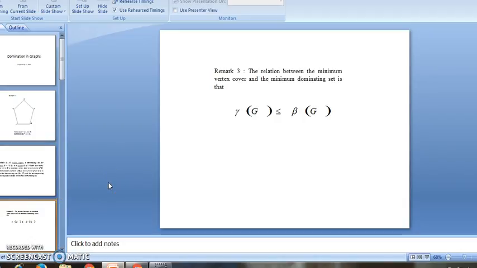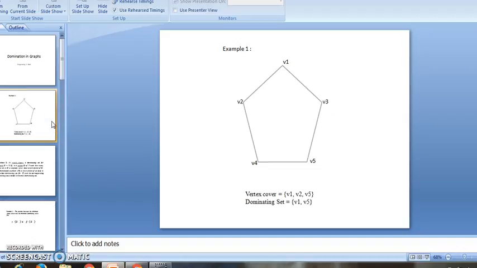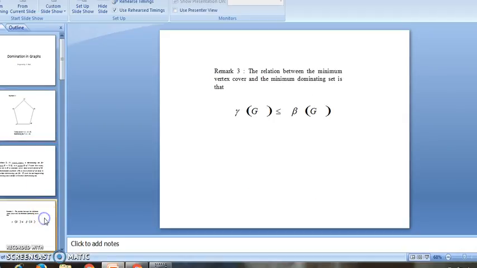We find that there is a relation between the minimum vertex cover and the minimum dominating set. Earlier we saw that the cardinality of the minimum vertex cover is usually denoted by beta, and hence we find that always gamma of G is less than or equal to beta of G. Even in this example that we saw in example 1, the cardinality of the minimum vertex cover is 3, and gamma of this graph is equal to 2, and hence gamma of the graph is less than or equal to beta of G.